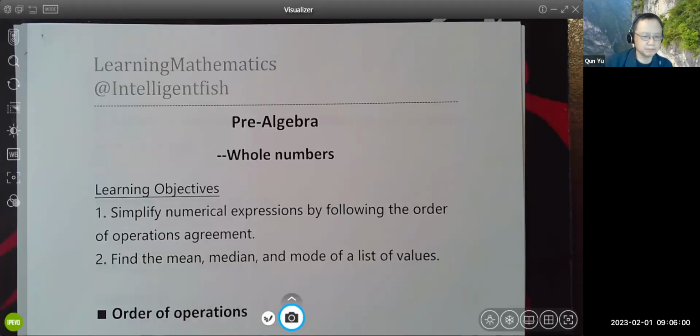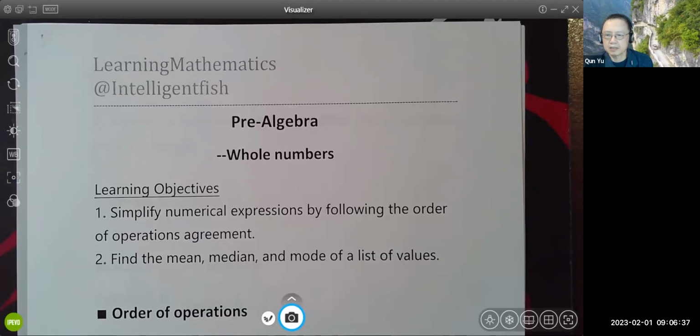Hi everyone. In this video, we are going to look at two learning objectives. First, we want to look at how to simplify numerical expressions by following the order of operations, which means when we have different operations like plus, minus, multiply, divide, exponent mixed together, how do we proceed? That's order of operations.